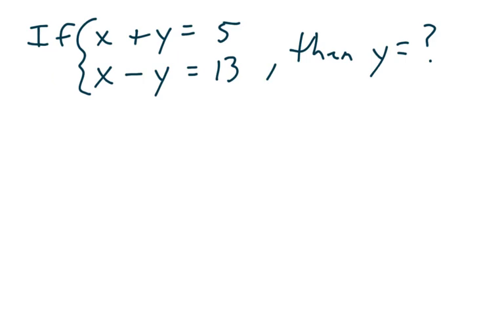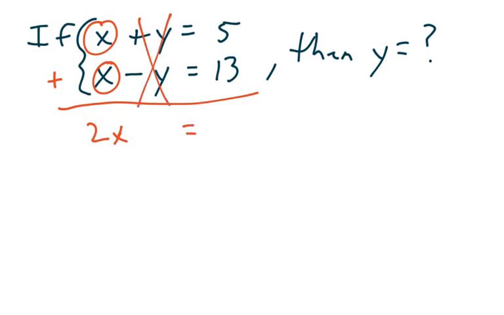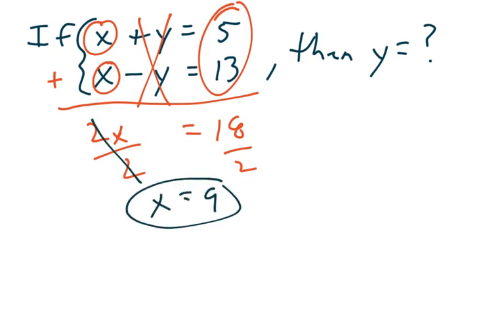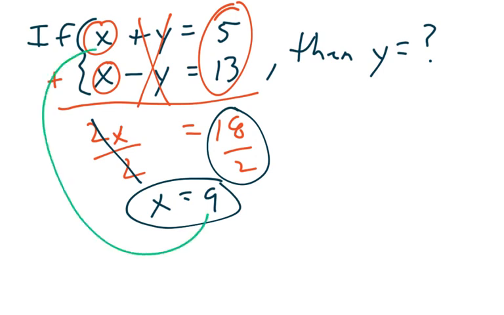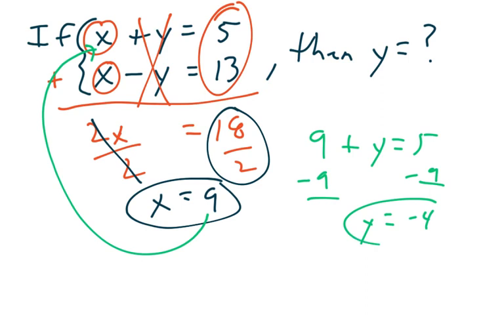So hopefully the first thing you did was you realized, hey, if I add, I'll have x plus x is 2x. y minus y is 0 equals, keep everything lined up now, 5 plus 13 is 18. I can now divide by 2, and I know that x is 9. 18 divided by 2 is 9. Now, I'm going to take this 9 and plug it in there. And I have 9 plus y equal to 5. All I have to do is carefully minus 9 both sides. I know my y is negative 4. That's all there is to this, guys.